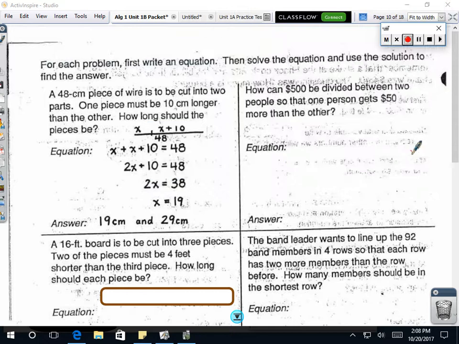How can $500 be divided between two people so that one of those people gets 50 more than the other? Okay, tell us the answer. Right. The answers are 225 and 275.